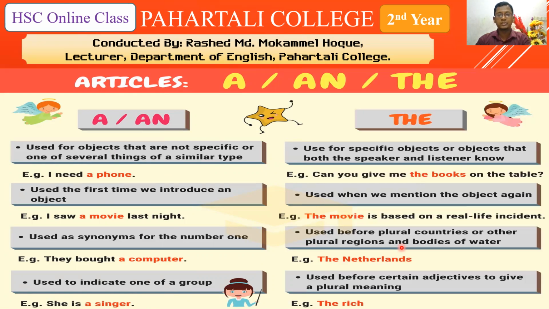We will learn more about it when we learn the rules of "the". "A" is used to indicate one of a group. When we say someone is one, for example, she is a singer. This is her identification. I am just indicating she is one of a group. What type of group? A singing group, and she's a singer.